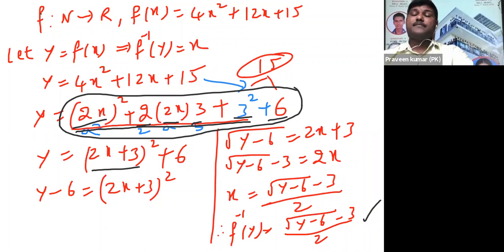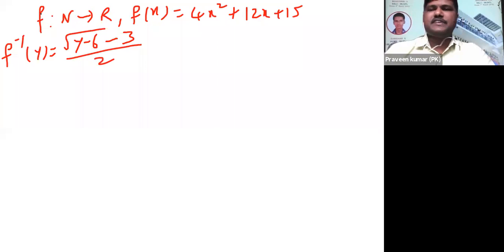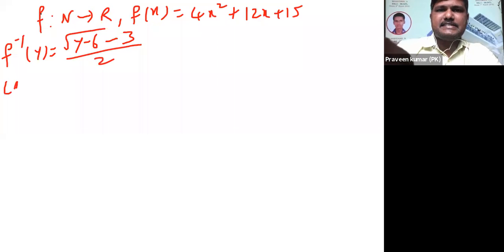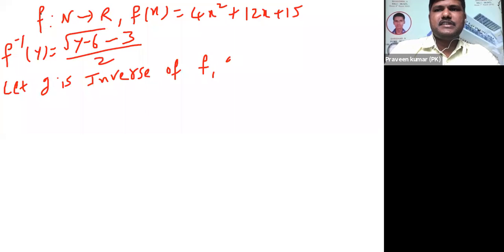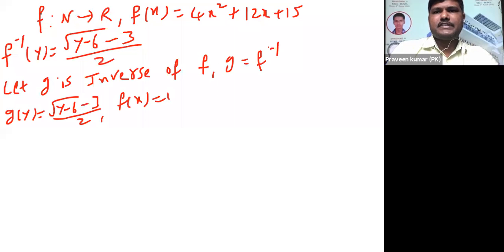Problem not completed. We still need to find g circle f, and next f circle g. First write up to here. Now we need to find g circle f of x is x. Before that, let g be the inverse of f, that means g is equal to f inverse. G of y is root of y minus 6 minus 3 by 2. F of x is 4x square plus 12x plus 15.